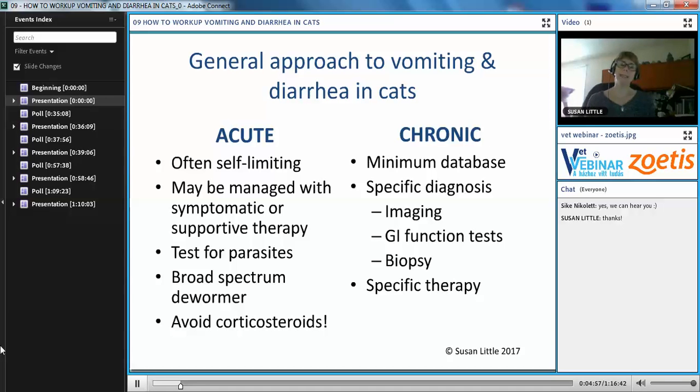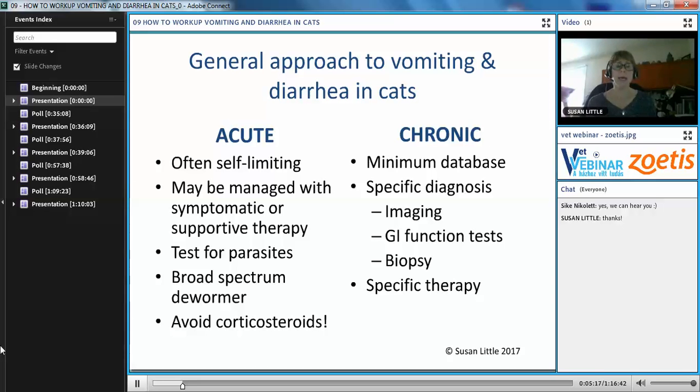The one thing I did want to say about the acute vomiting cases before we move on and just talk about the chronic cases is that in the past, it was more common for us to recommend withholding food for maybe 12, 24 hours, something like that, in an acutely vomiting cat.